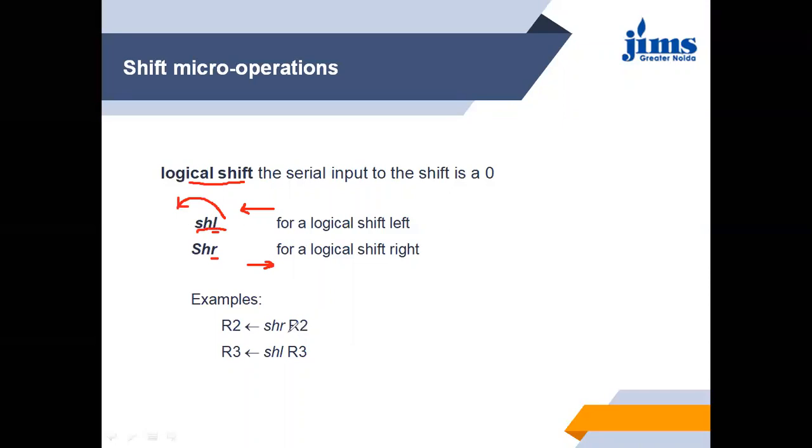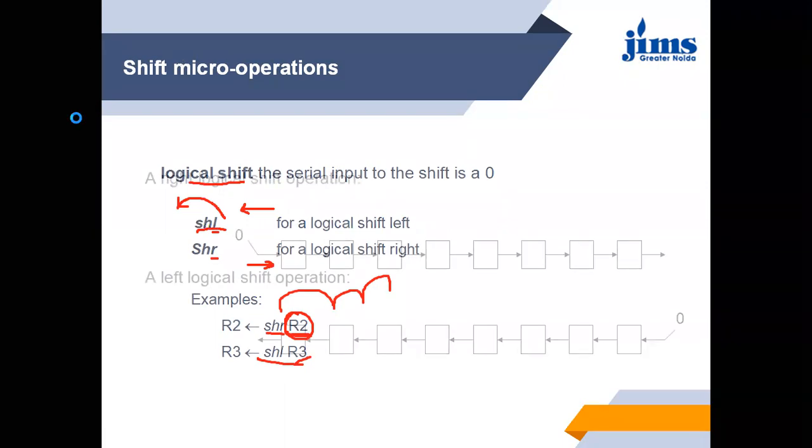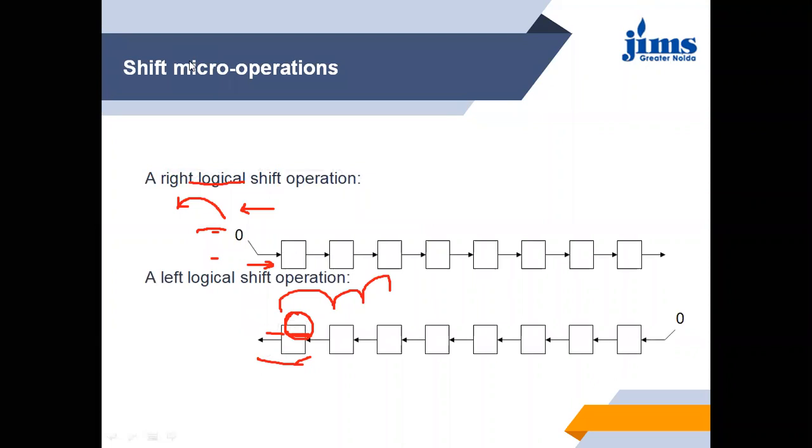So when we are saying SHR R2, we are shifting the content of the R2 register one bit at a time to the right, and same over here, we are shifting the content of register R3 one bit to the left. It will be more clear from this example.